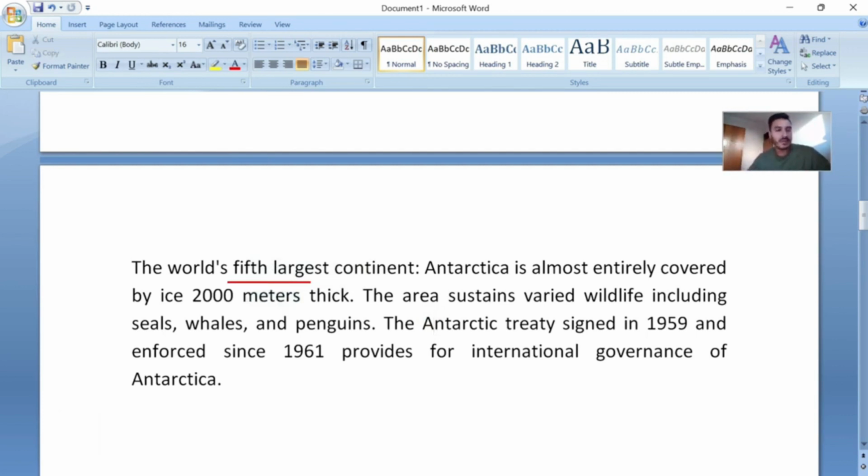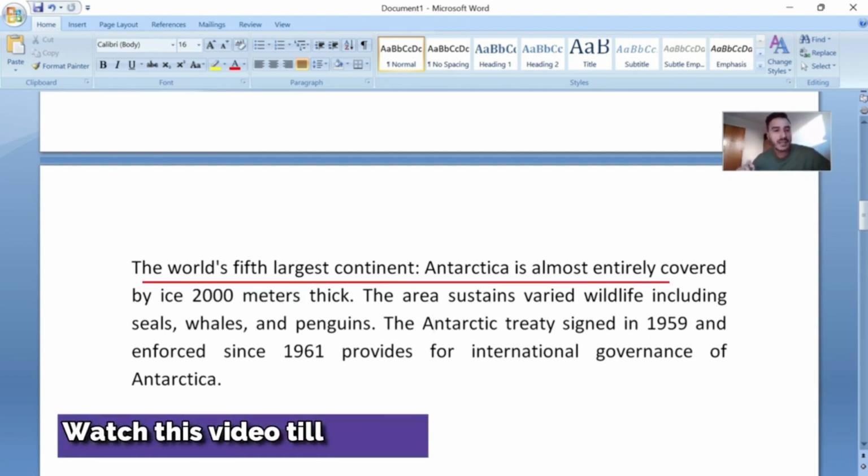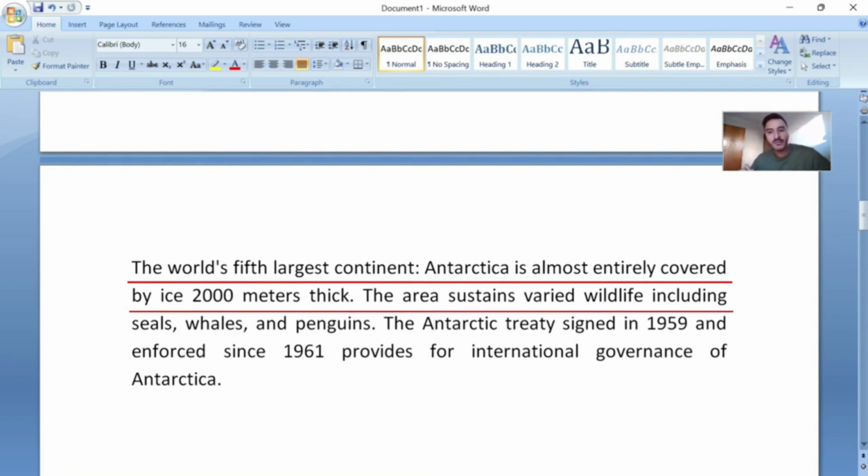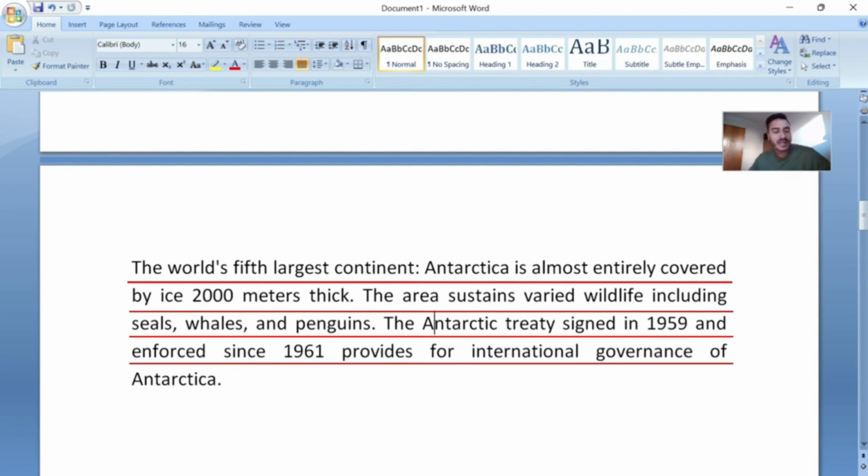The world's fifth largest continent, Antarctica, is almost entirely covered by ice 2,000 meters thick. The area sustains varied wildlife including seals, whales, and penguins. The Antarctic Treaty, signed in 1959 and enforced since 1961, provides for international governance of Antarctica.